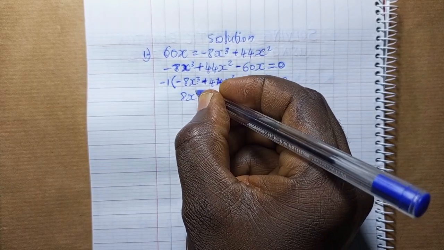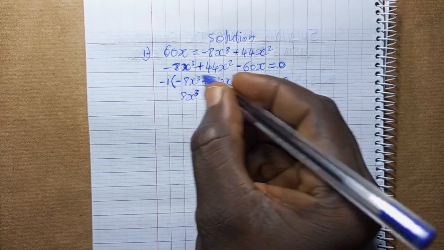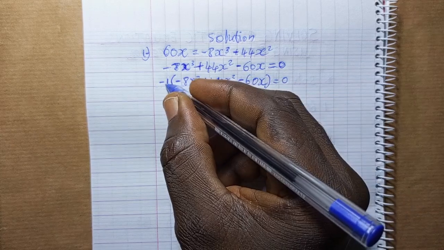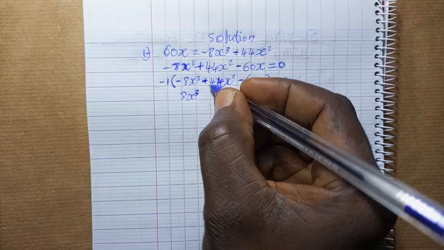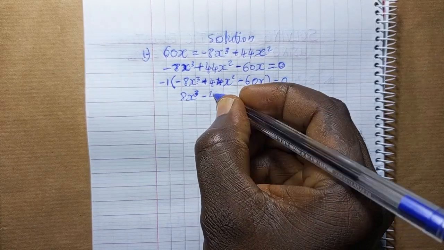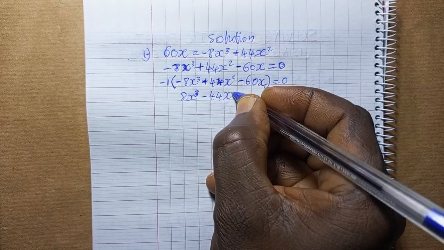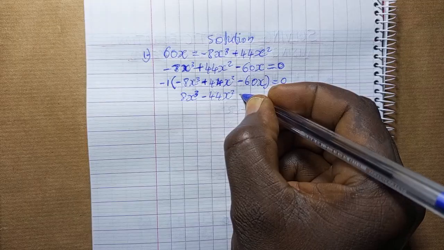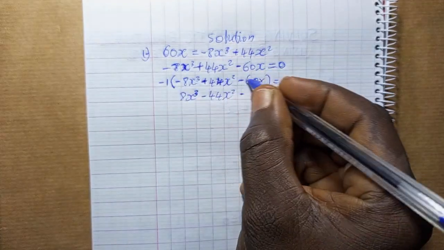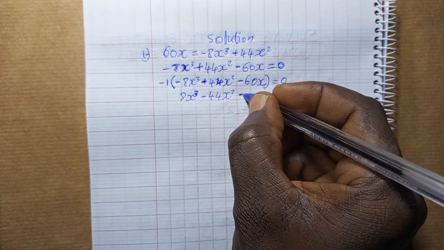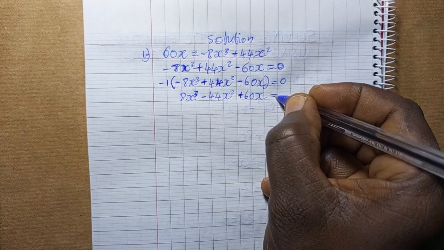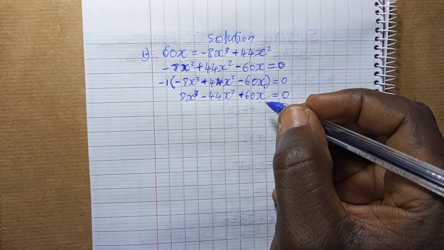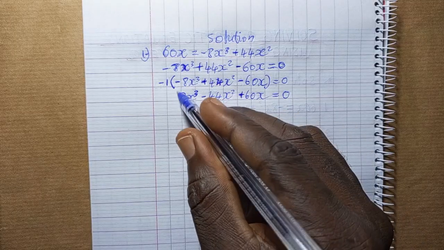raised to power 3. Minus 1 times this plus will turn it to minus, so minus 44x square. Minus will affect minus to become plus 60x equal 0. So we have removed the negative sign.